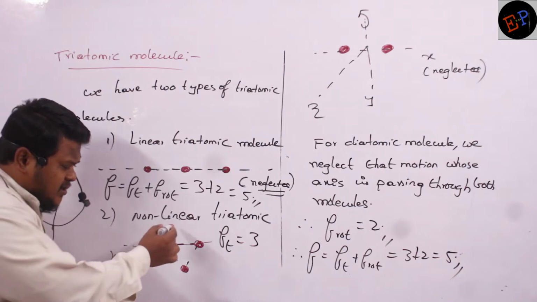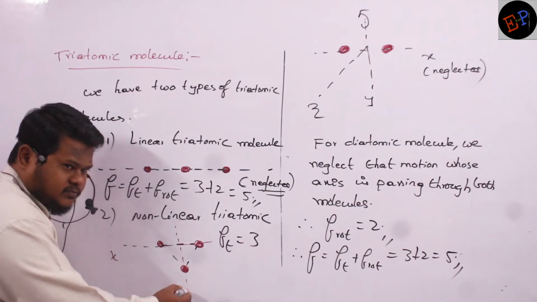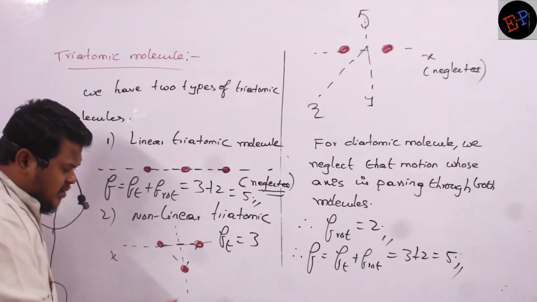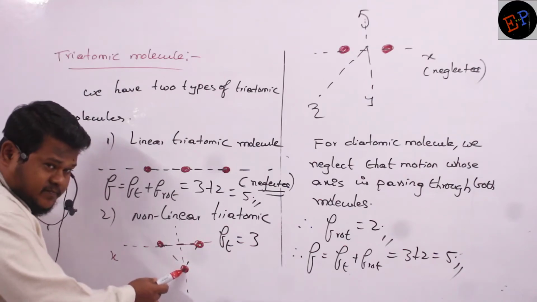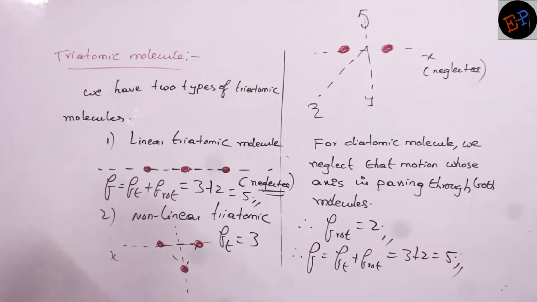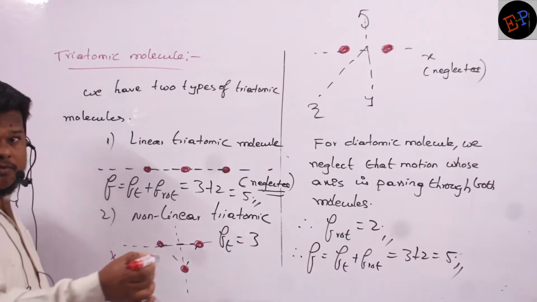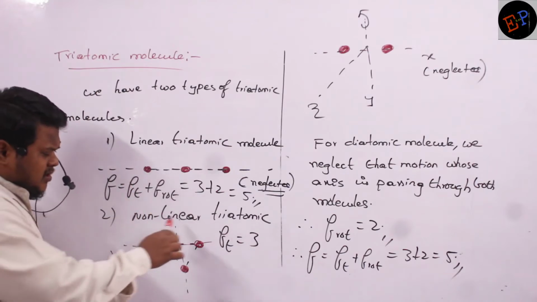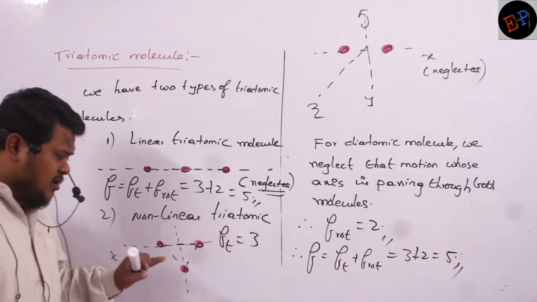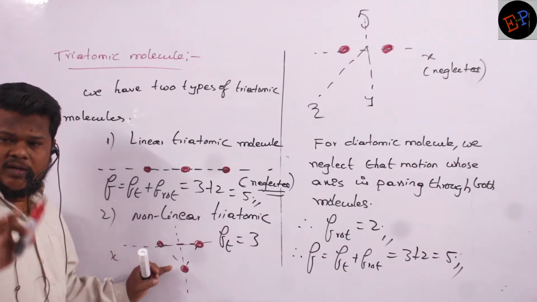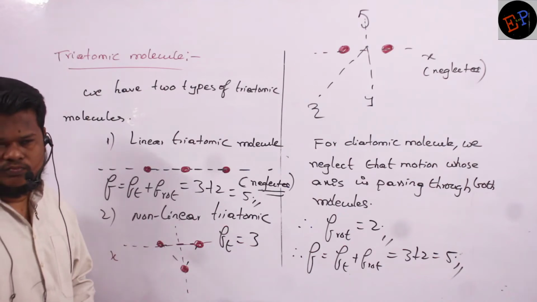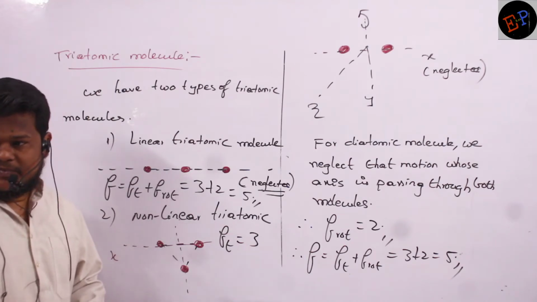Similarly, if the axis is passing like this, now molecules will rotate this way. You can neglect the moment of inertia of this one, but you cannot neglect the moment of inertia of these 2. Similarly, when the axis is passing perpendicular to the board, out of the board or inside the board, then you have to consider the moment of inertia of all the 3 molecules. It means in a non-linear triatomic molecule, you have to consider all the 3 degrees of rotational freedom also. You cannot neglect any one here. Are you able to understand?